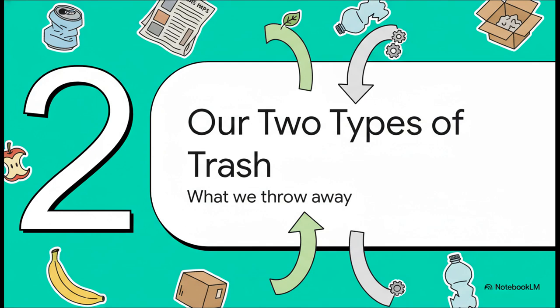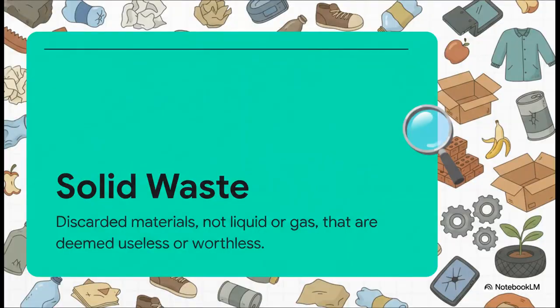Okay, so now that we've established that waste is really a human invention, let's get a little more specific. In section 2, we're going to break down the two main categories of trash that we actually produce. First, let's get a proper definition on the books. Solid waste is any material we discard that isn't a liquid or a gas. But here's the most important part of that definition: deemed useless or worthless. That little phrase is key because it's totally subjective. One person's trash is, quite literally, another person's treasure.